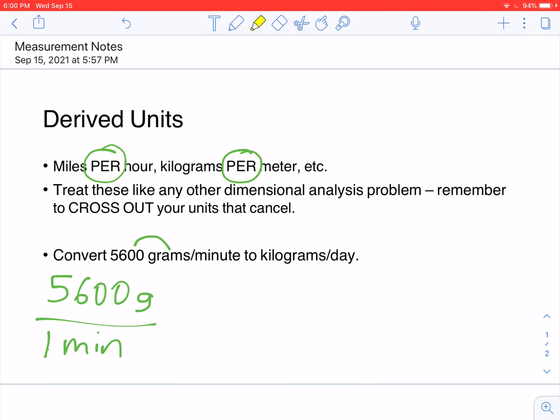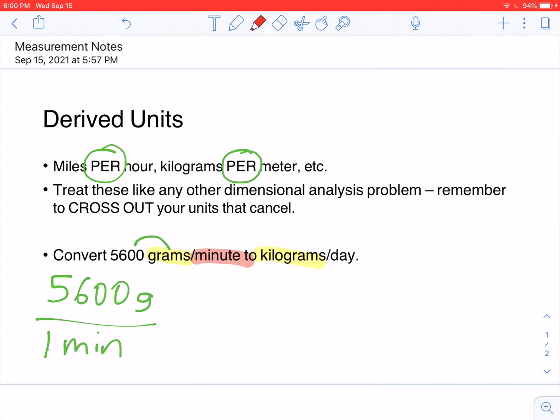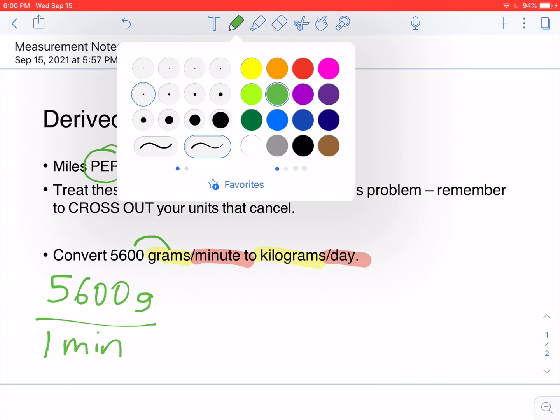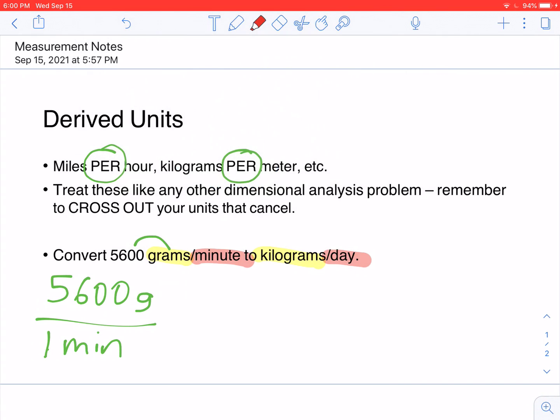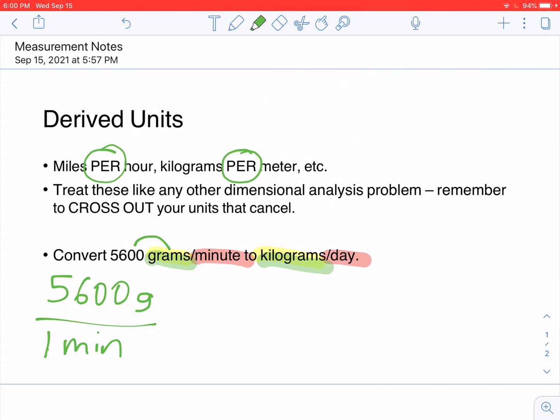My goal is to go from 5,600 grams per minute to kilograms per day. So realistically, I'm going from grams to kilograms, and I'm also going from minutes to days. I need to be careful. I shouldn't have used yellow, should I? I need to be careful because I need to focus on what's in my numerator and what's in my denominator. It does not matter if I start with minutes or grams. I could start with either one and just figure out how to do this.